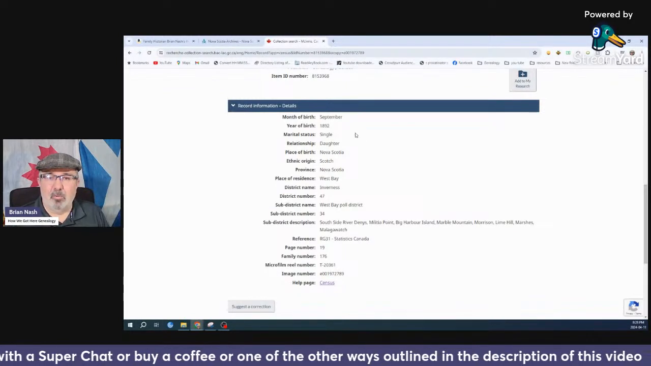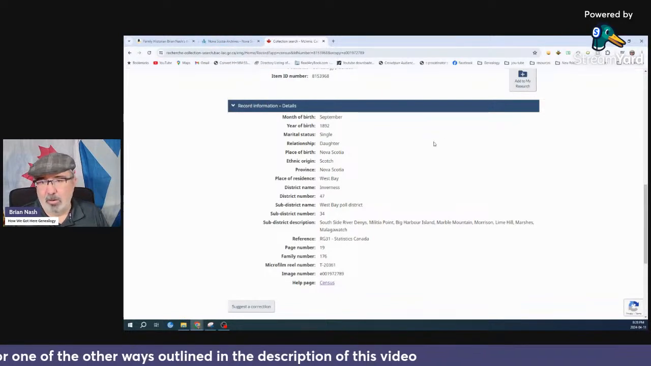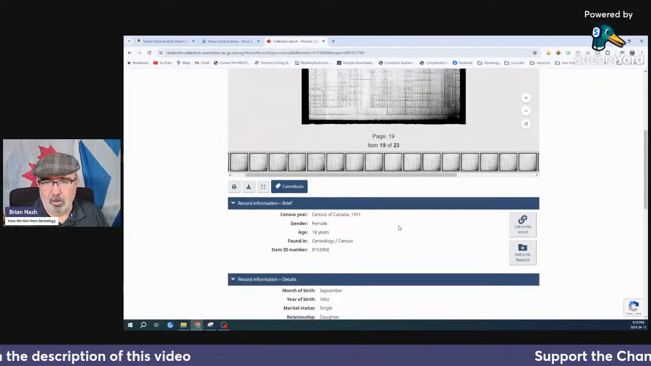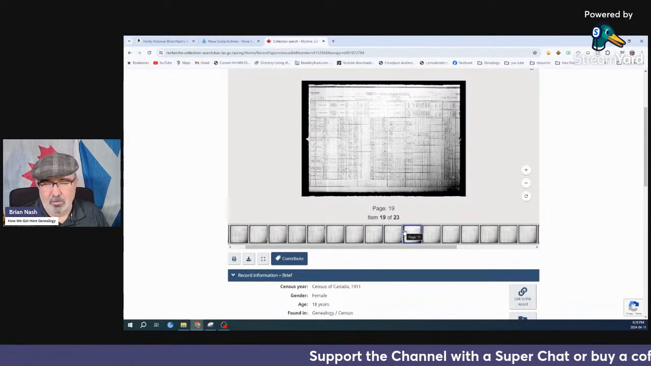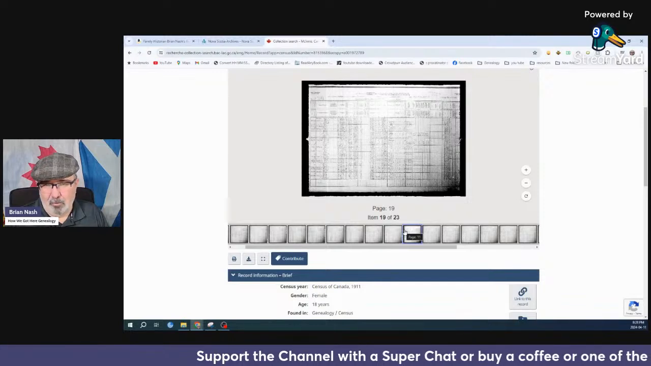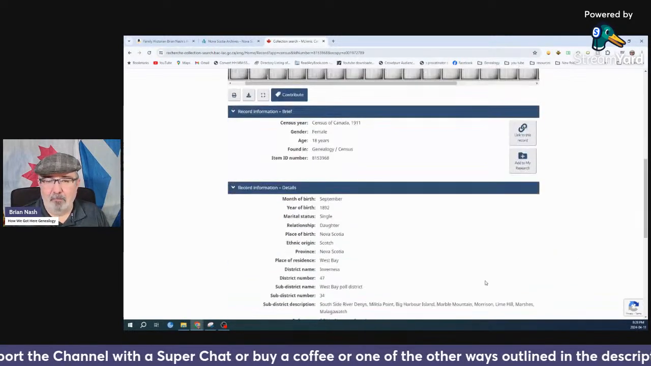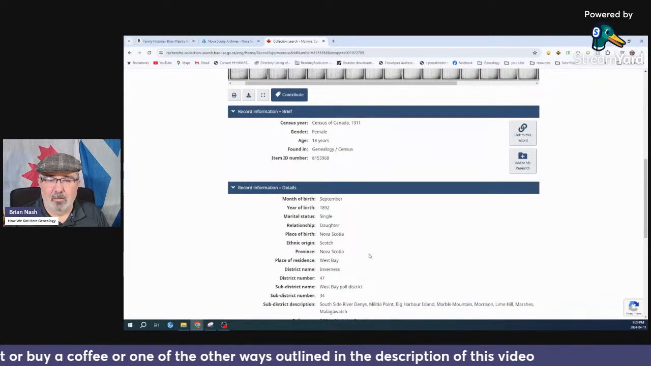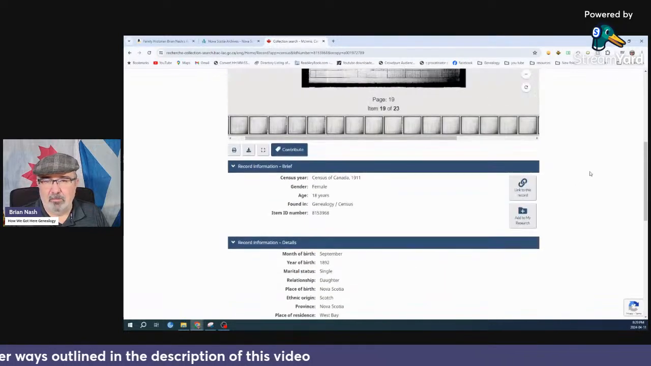So this was born 1892. I said she's born 1893. Again, with the census, you really need to be careful because sometimes they just took what your age is and subtracted the year. So if you were born before or after the census date, that could make a difference. So let's look at here. We're looking at page 19, family 176.